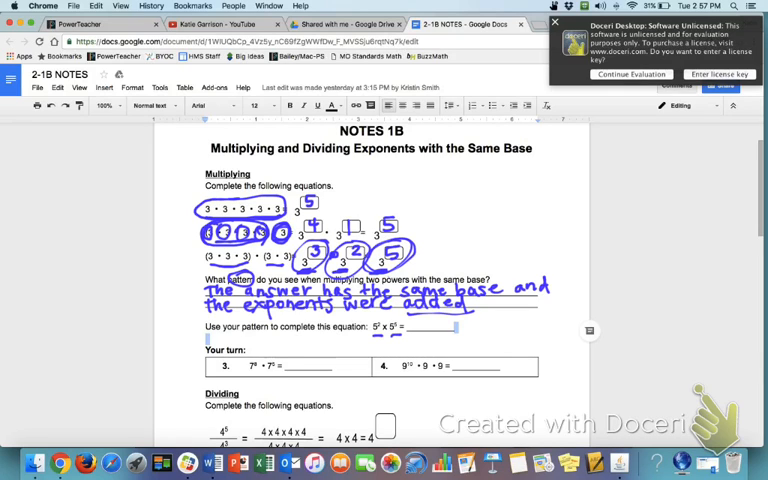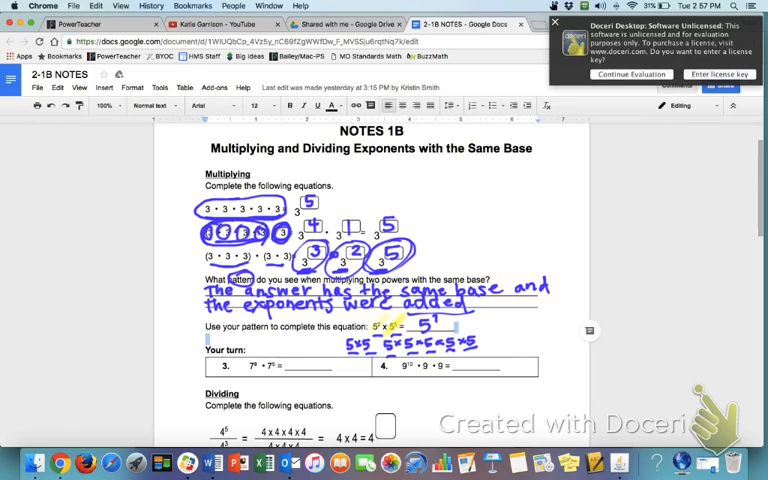5 squared times 5 to the 5th. If we wanted to, we could actually write out what 5 squared and then 5 to the 5th is, and you could do all of this counting, and that's completely fine. But if you know that 5 squared and 5 to the 5th is going to be a grand total of 7 of them, because you know the rule of taking your little squared and to the 5th and just adding them together, you would know that the answer is 5 to the 7th.